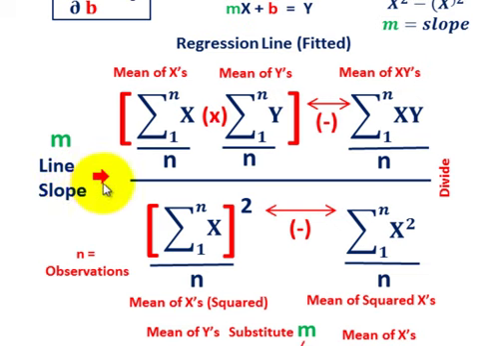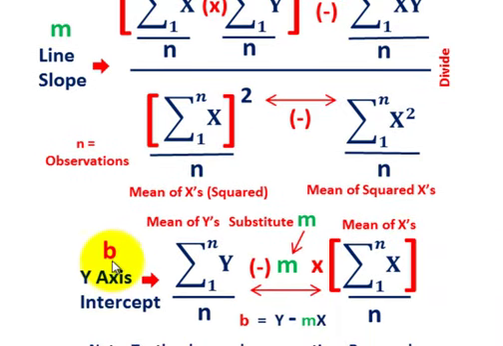Now, you would go through the same arithmetic and algebra and so forth to determine your b, the y-axis intercept.